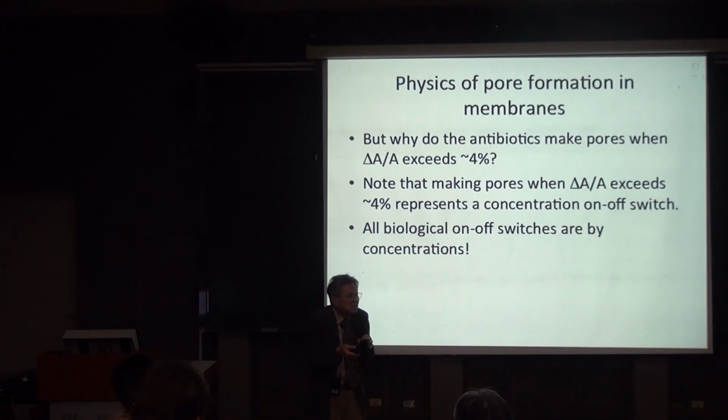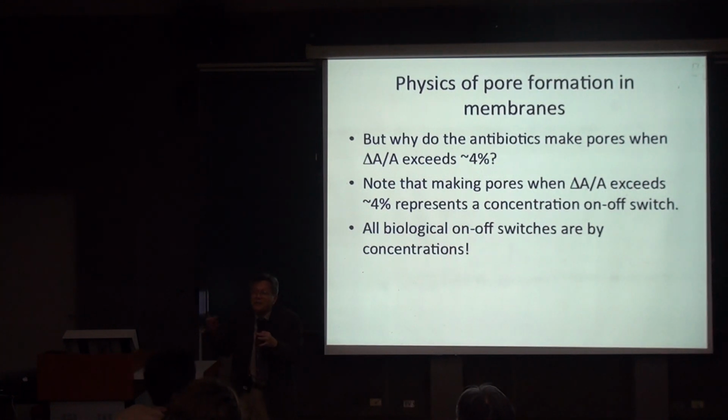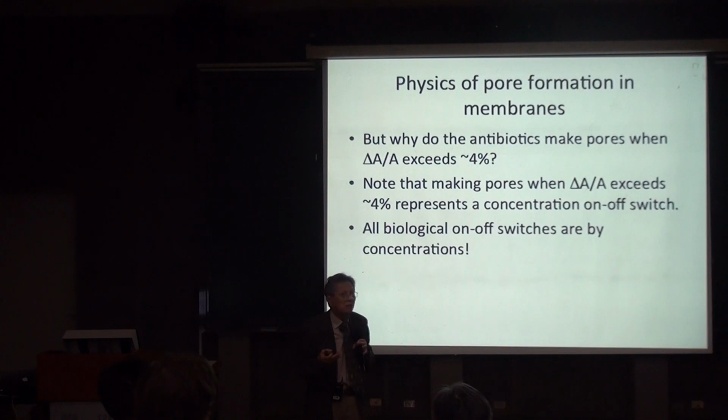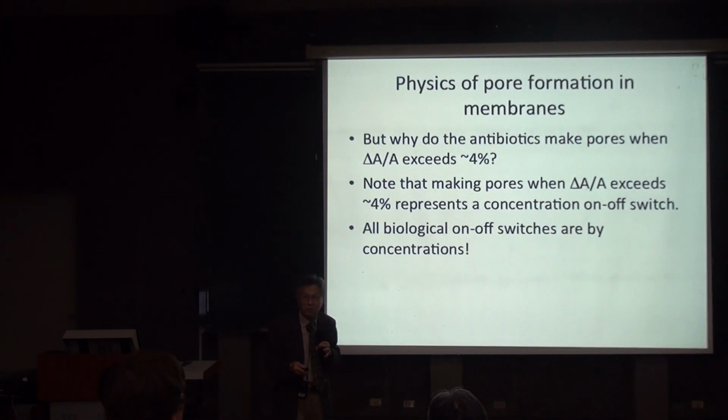How can a biological system have a switch? It cannot be a mechanical switch. It cannot be an electrical switch. It can only be a concentration switch. The only thing a cell controls is the concentration of DNA, of protein, or the compound produced by protein. All switches in biological systems are concentration switches.